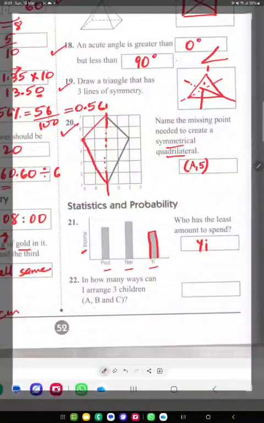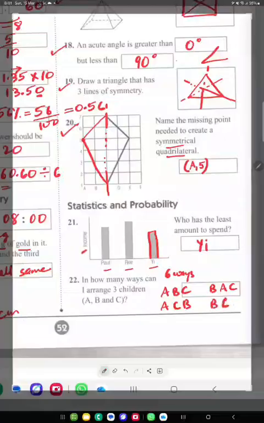In how many ways can I arrange 3 children? So there will be A, B, C can be arranged in 6 ways. This is how: A, and then you can do BC, then do A, CB, fix B and swap AC, B again, CA, then fix C and swap AB and BA. Okay, so there will be 6 ways you can arrange 3 children this way.